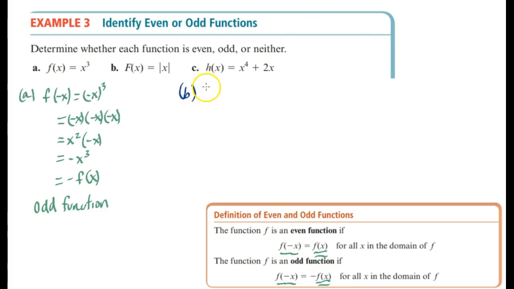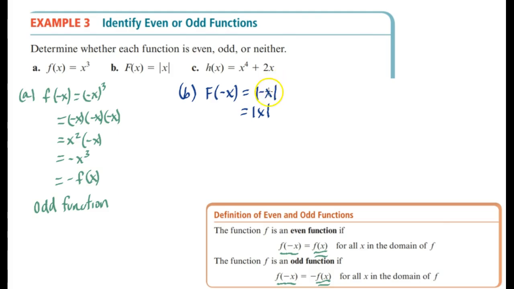Okay, moving on, we have f of x equals absolute value of x. Oh, we want negative x. Again, we want to plug in negative x, see what that result is, and compare that to absolute value of x. So we have negative x, and we're going to take the absolute value of that. But we know that the absolute value of negative x is equal to the absolute value of x.